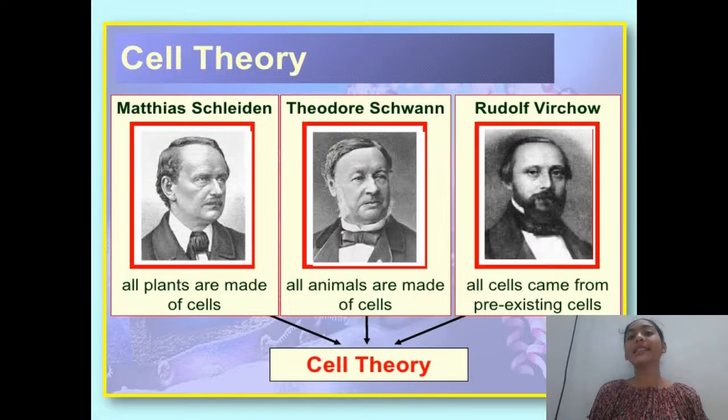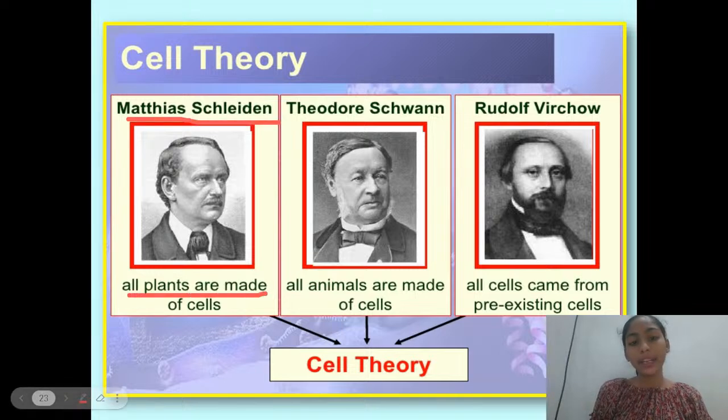Cell theory. This is the most important topic till now, and you have to learn this. You may have this in your exam in the form of an objective type or 2 mark question. Cell theory. Here is Matthias Schleiden, and he discovered that all plants are made of cells. So, what did Matthias Schleiden say? That all plants are made up of cells.